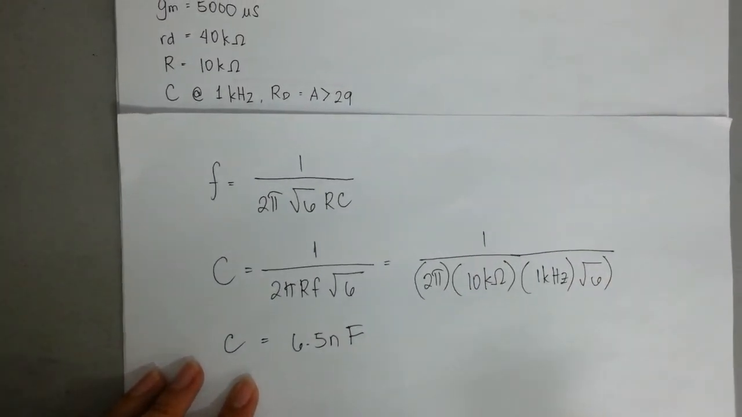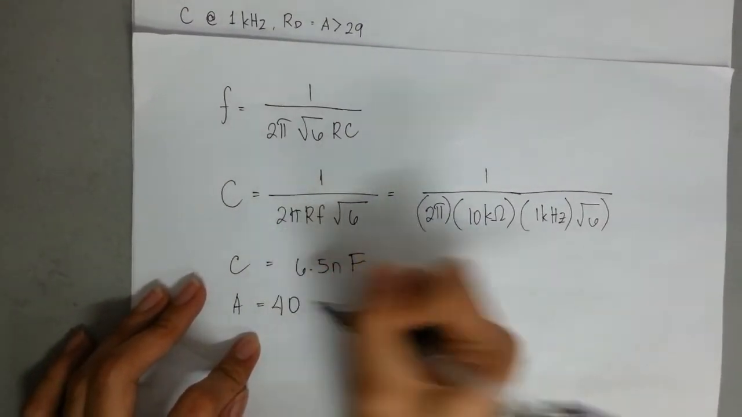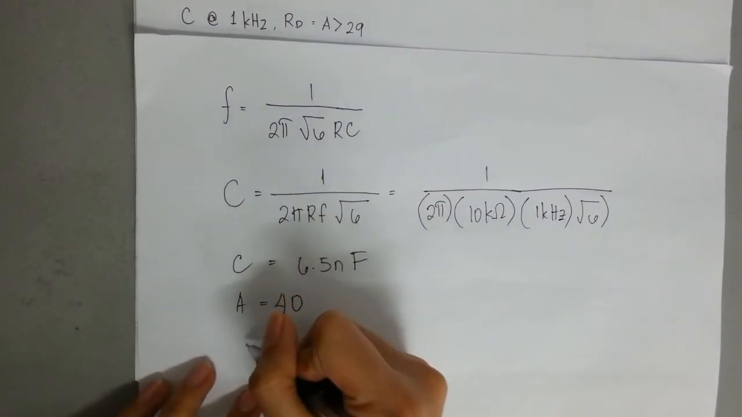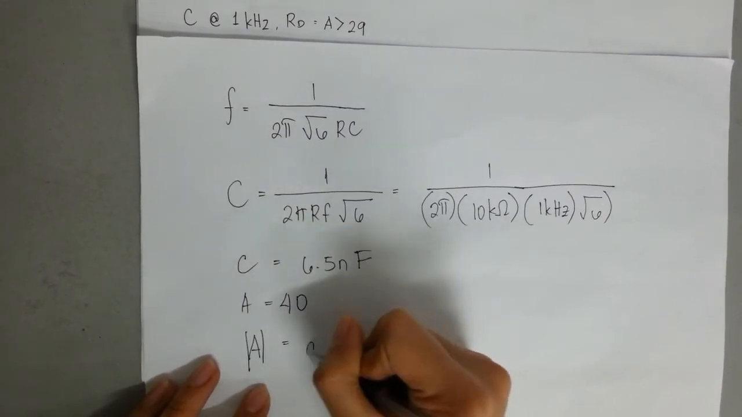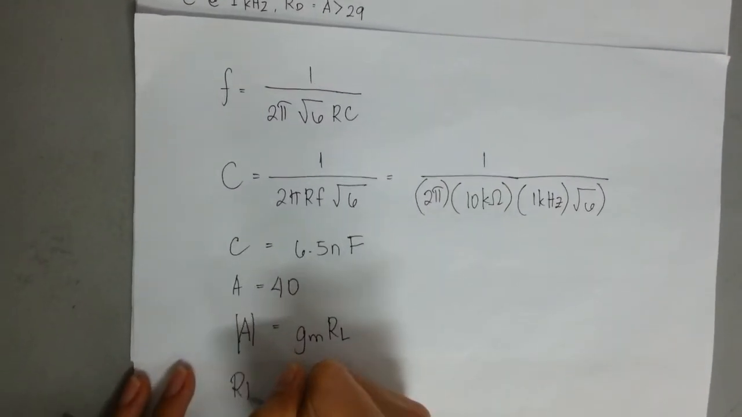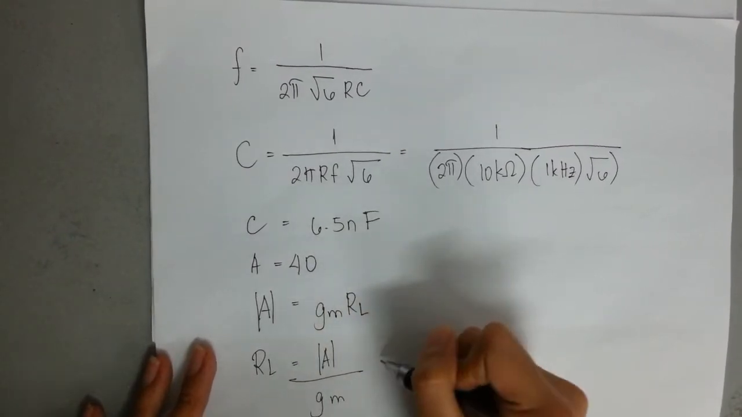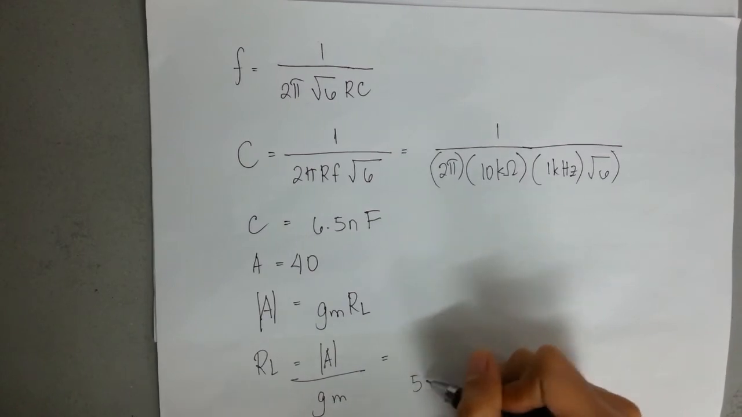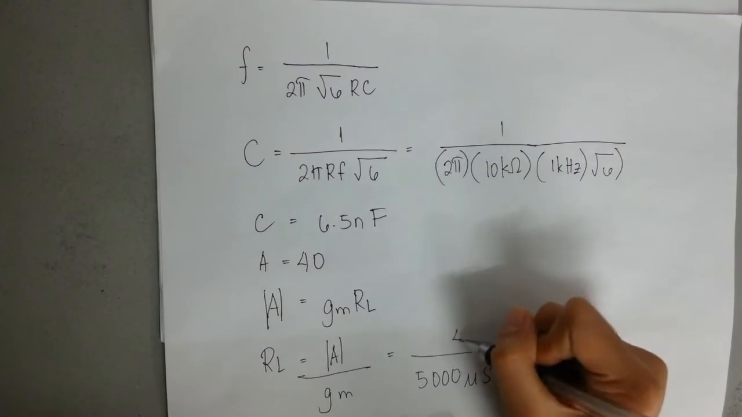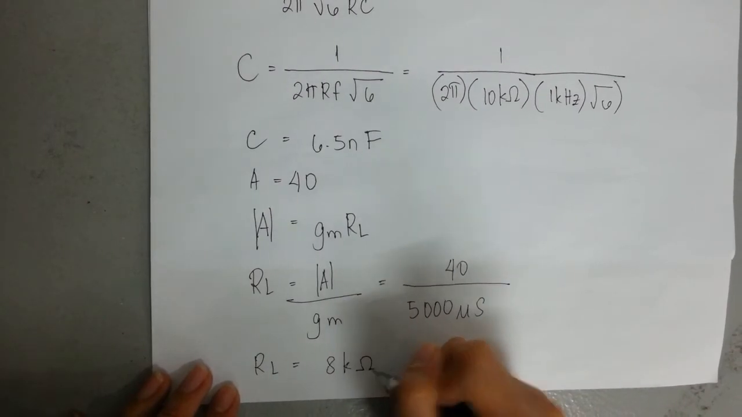Now, we solve for RL to provide a gain of, let's say, A equals 40. This allows for some loading between RL and the feedback network input impedance. So, the absolute value of A equals gm times RL. RL equals the absolute value of A over gm. Then, let's substitute the values: 5,000 microsiemens, 40, and this will give 8 kilohms.